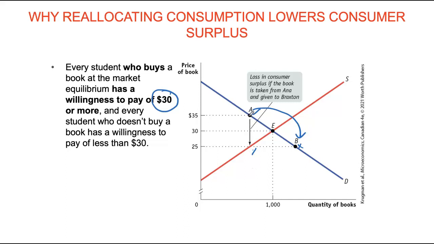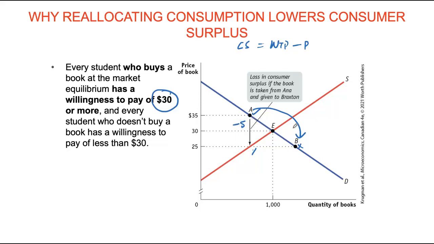When we reallocate this consumption from Anna to Braxton, what is the impact? Initially, Anna was purchasing the textbook, so she was making a net gain of $5: $35 was her willingness to pay minus the price paid. Remember, willingness to pay minus price gives you the consumer surplus for any given individual. So Anna had a net gain of $5, but if you take away the textbook from her and say you cannot buy it, the market loses this $5 of net gain that was coming from Anna.